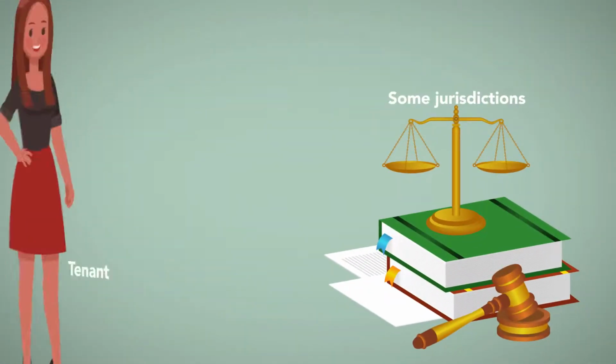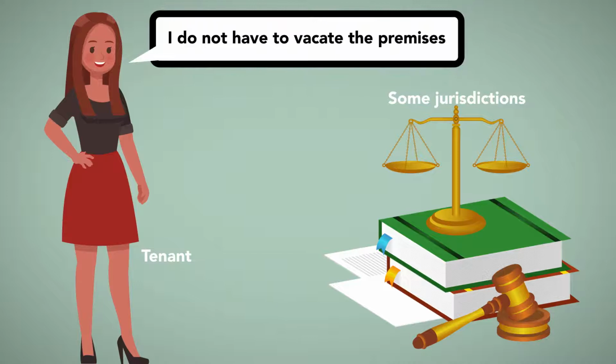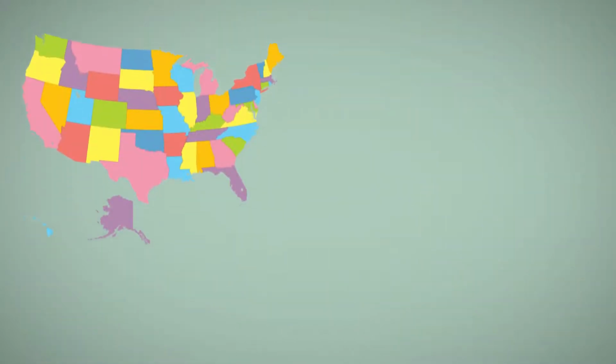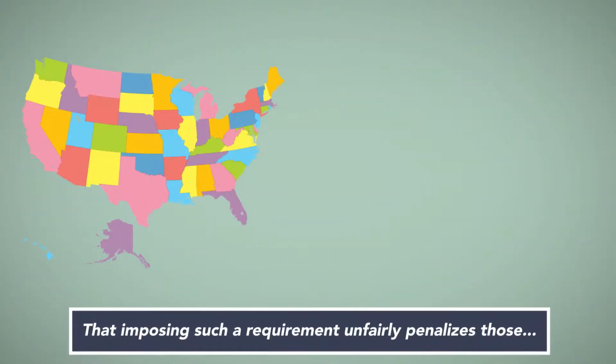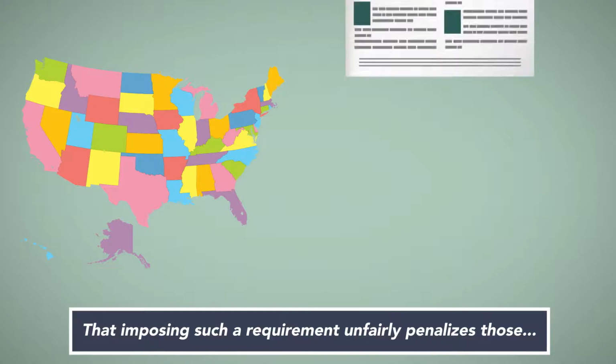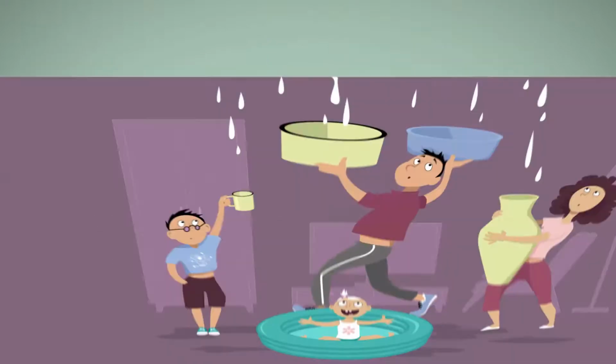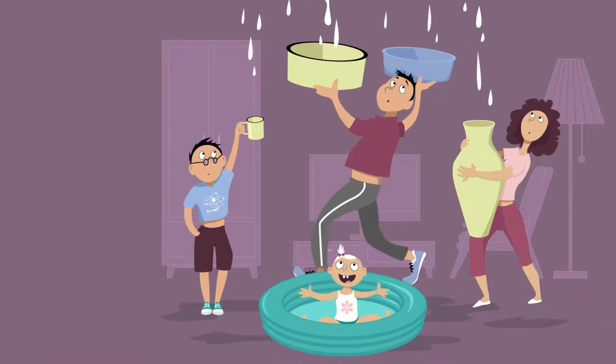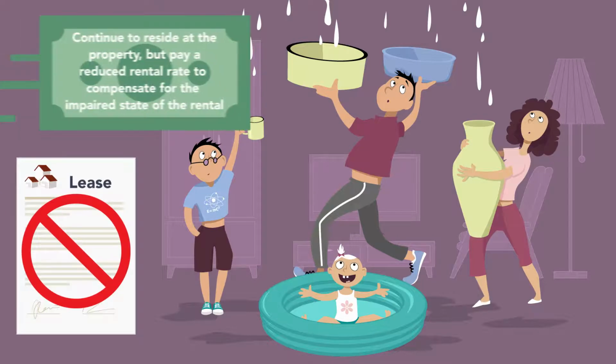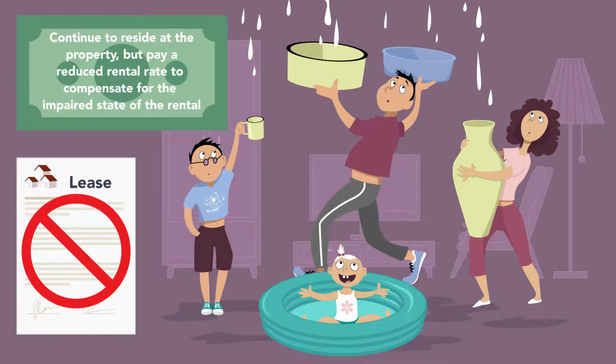However, some jurisdictions do not require the tenant to vacate the premises. In these states, the view is that imposing such a requirement unfairly penalizes those who may have difficulty finding another rental property in the interim. Rather, when conditions substantially interfere with the use of the rented property, the tenant may either terminate the lease or continue to reside at the property, but pay a reduced rental rate to compensate for the impaired state of the rental.